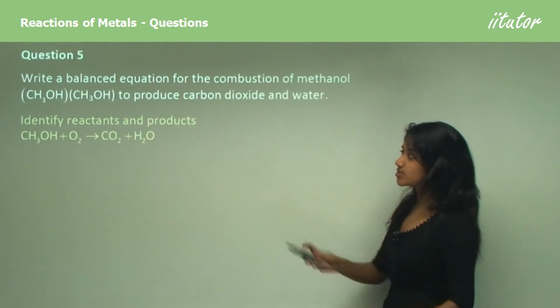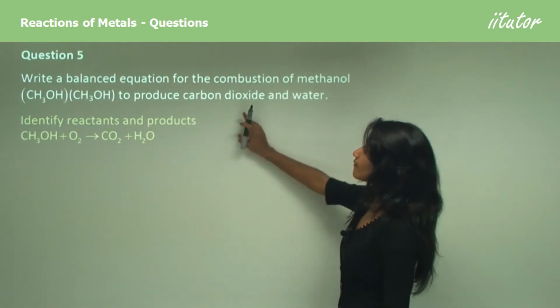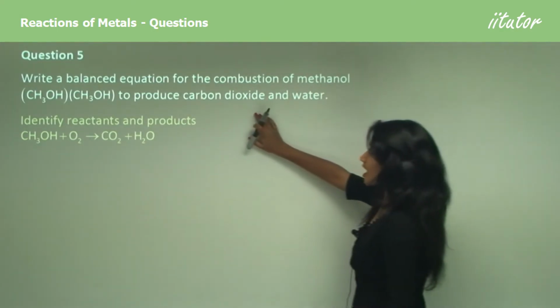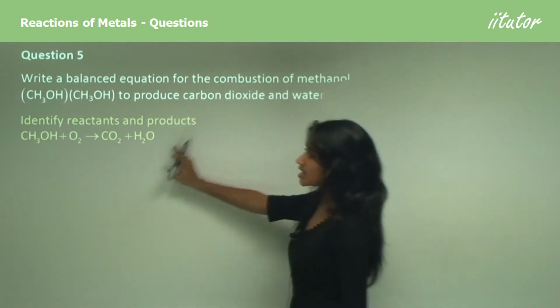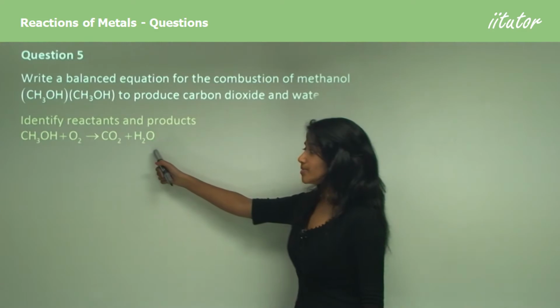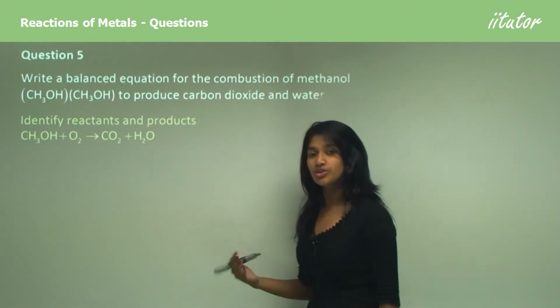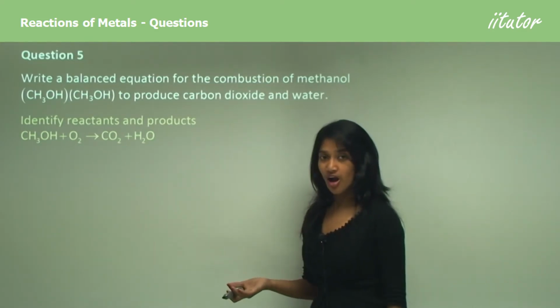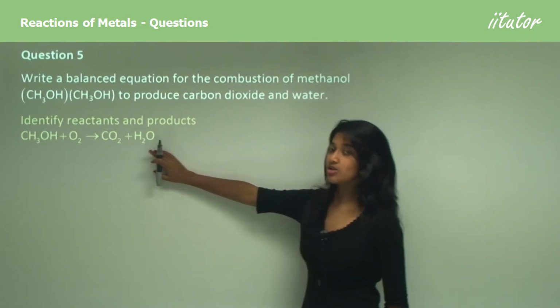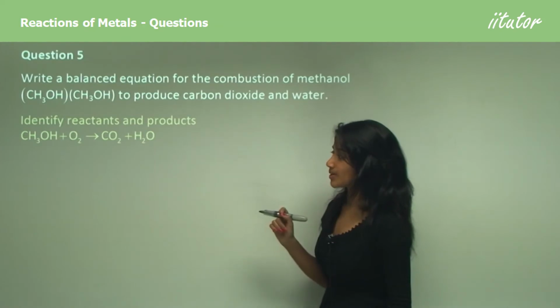Question 5 says, write a balanced equation for the combustion of methanol to produce carbon dioxide and water. Now here we have methanol reacting with oxygen to form carbon dioxide and water. Remember, I told you methanol is also a hydrocarbon, which means that all its products under combustion are going to be carbon dioxide and water.